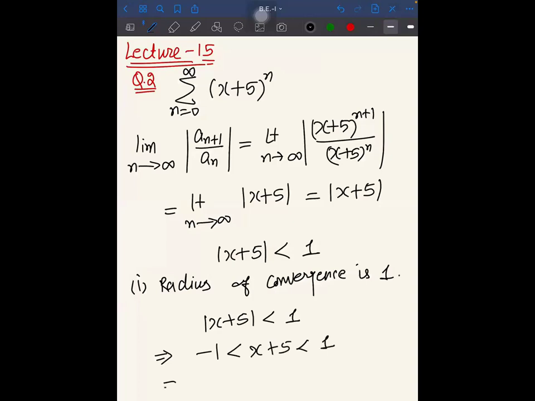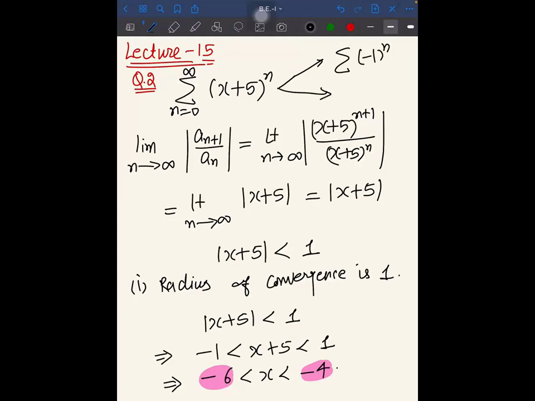Subtract 5, so you're going to get this. As we have seen, we are not sure about the endpoints. At endpoints, you need to check separately. So if you put -6 over here, what will happen? It will become 1, alternating series, -1 raised to n. So is it convergent or divergent? Divergent. Yes, it is divergent.